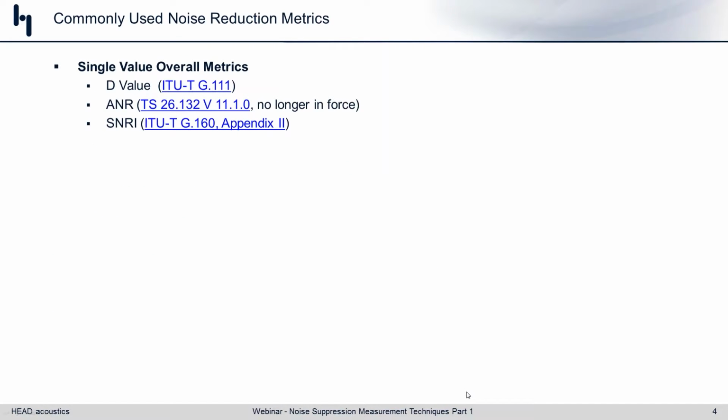So a lot of the metrics that we'll talk about today have been around for quite a while. The single value metrics are the ones known as D-value, ANR, and SNRI.